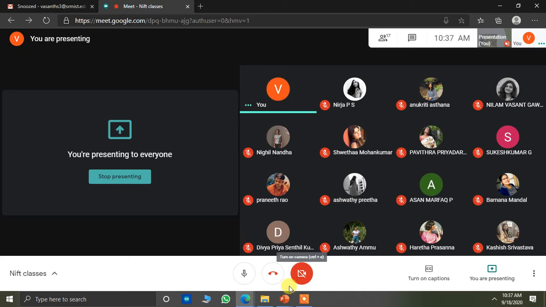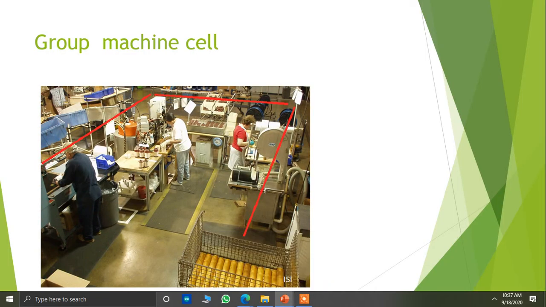Kashish, can you have a look at the figure? Yes, sir. What's happening there? Apart from whatever has been discussed now, what has been happening there? So, I can't see clearly. They're finally packing the cookies, so I guess that's what is happening.